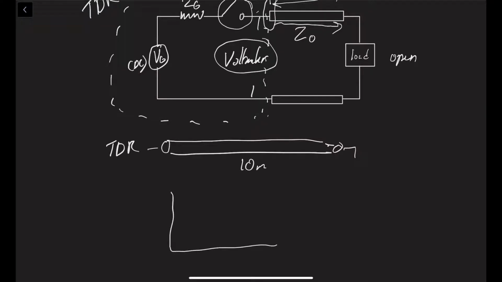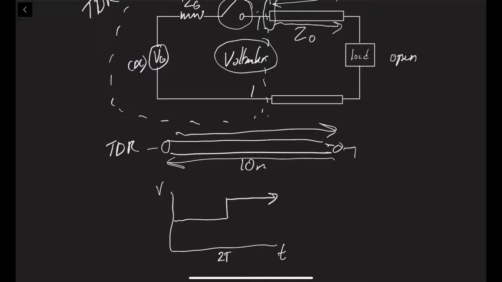If we plot the voltage versus the time, initially we'll get a forward propagating wave from the TDR. Then, if it takes time t to reach the end for the wave to propagate down the transmission line, it'll take time 2t for it to come back. And once it comes back, since it's an open circuit, the reflection coefficient will be 1. So the final voltage will be 2 times the initial voltage.